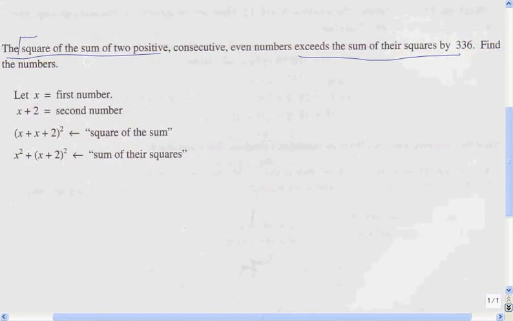The square of the sum of two positive consecutive even numbers means that you're going to add them, then you're going to square them because it's the square of the sum. So you're going to add the first one, x, plus 2, because if I add 2 to x, I'll get the next even number, squared equals the sum of their squares.